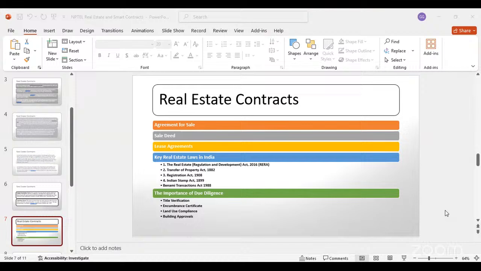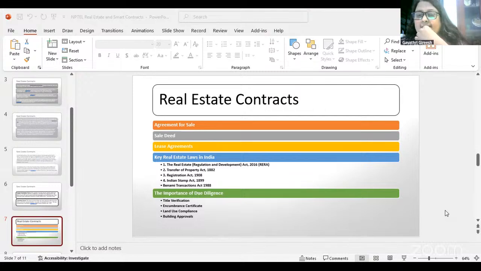Okay. Yes. Thank you. So any other question? Are there any apartment builders here? Or who have given their lands for building an apartment? Are they registered under RERA?